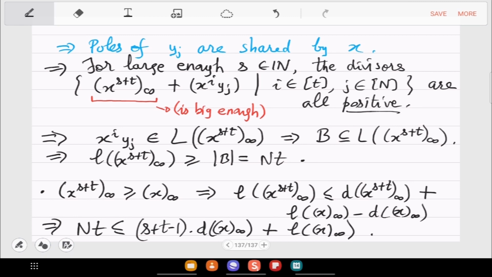What do you do next? What you do next is you take T to infinity, because T is free. So you make T extremely large, so large that everything else will disappear, and you will get n less than or equal to the degree of x infinity. Is that clear?